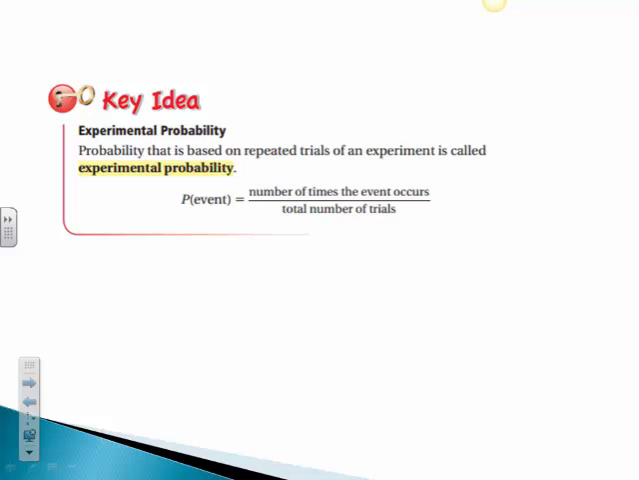So the theoretical probability is what should happen. The experimental probability is what happens once you do the experiment. So it's very similar, except instead of hypothetical, this is actual. So in this setup, it's the number of times the event occurs over the total number of trials. How many times did you try it? How many times did the event happen?